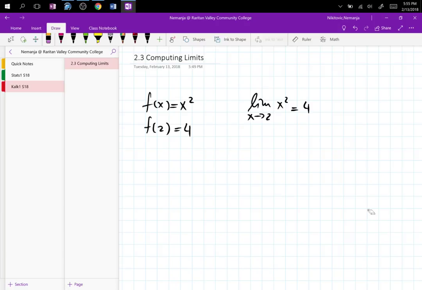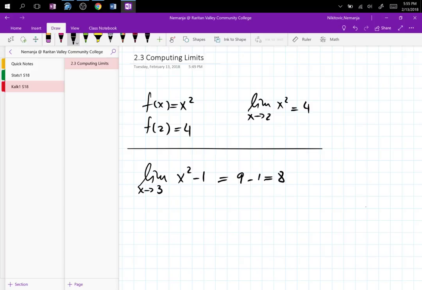So the first and the most basic method is clearly just plug it in, and if you get a value at the end without having zeros in the denominator or anything like that, you're done. So the way to compute the limit of, let's say, x squared minus 1 as x approaches 3 is to simply write 9 minus 1 is 8 and walk away. Now, it's okay to do that as long as you understand that this is actually wrong for limits, but it just works, so you can use it as a shortcut.